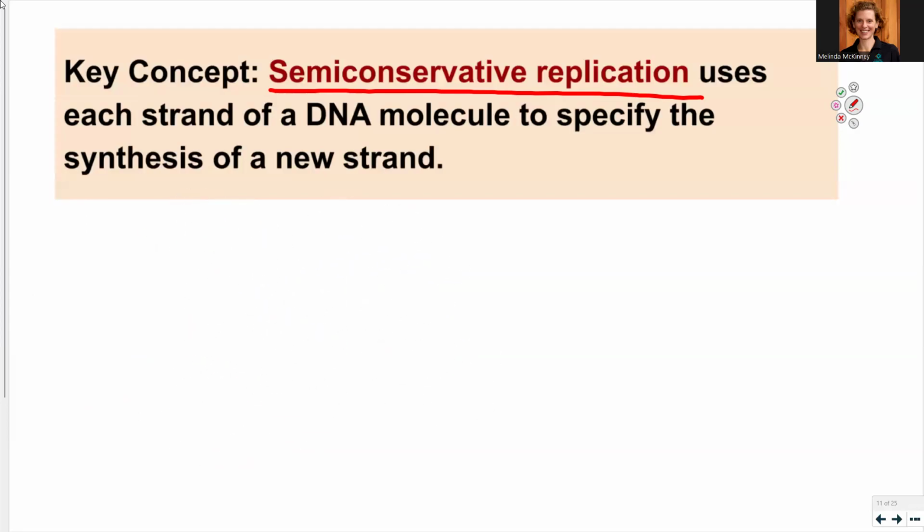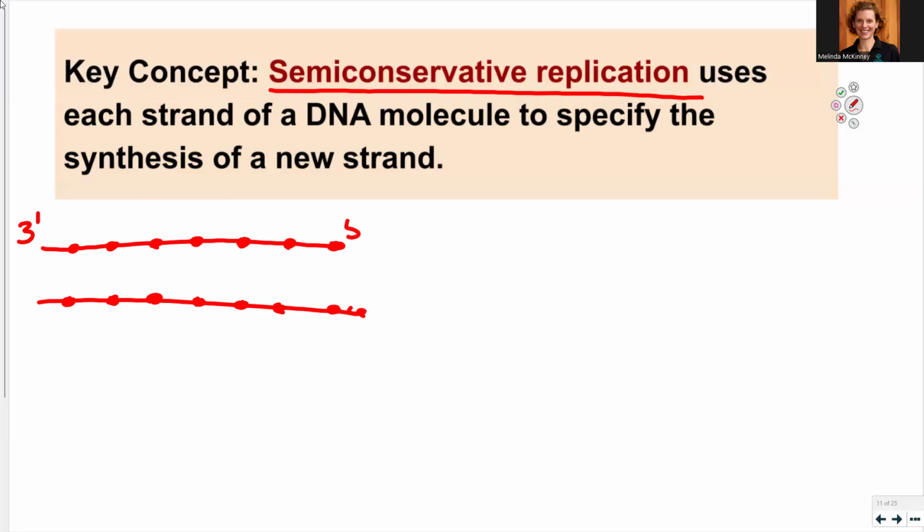So semiconservative replication: DNA has two strands. I'm just going to represent this as the sugar phosphate backbone here. So a sequence of nucleotides, we've got one strand on the top, another strand on the bottom, also a sequence of nucleotides. One strand is going in what we call the 3' to 5' direction. The other is anti-parallel, which starts at the 5' end and ends at the 3' end. They are connected with nitrogenous bases.